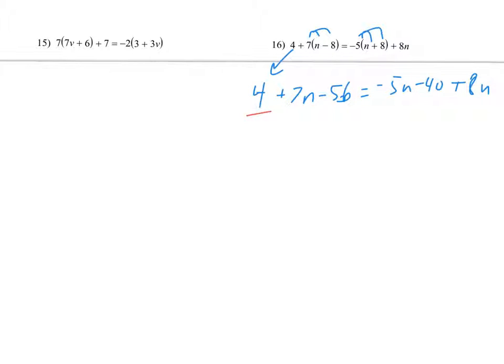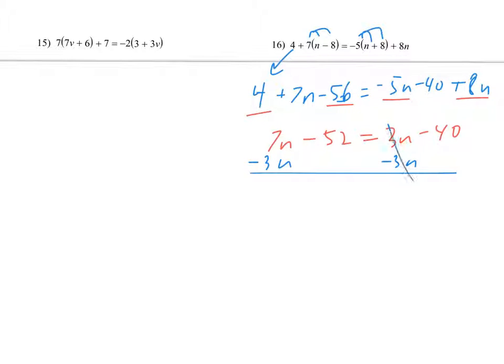Now I'm going to combine like terms. So in this one, I'm going to keep the 7n the same, but 4 minus 56 is negative 52. On this side, I'm going to combine my 5n, my negative 5n, and my 8n, so that gives me 3n minus 40. So now I have variables on both sides, so I want to get them all on one side. So I usually move the smaller one. So I get 4n minus 52 equals 40. Oh, negative 40, excuse me, because that was negative before.